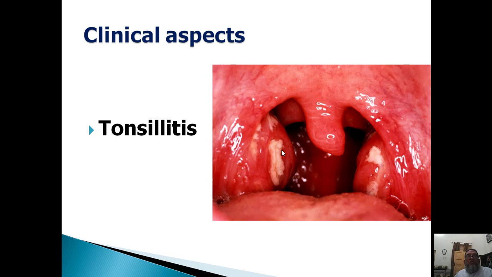So usually the surgeon gives antibiotics and various soothing agents. If tonsillitis is repeatedly encountered, it is advisable to do tonsillectomy, because it becomes a source of constant chronic tonsillitis, and the source gives rise to bacteremia within the blood, which leads to many complications. So for chronic tonsillitis, tonsillectomy is the treatment of choice.